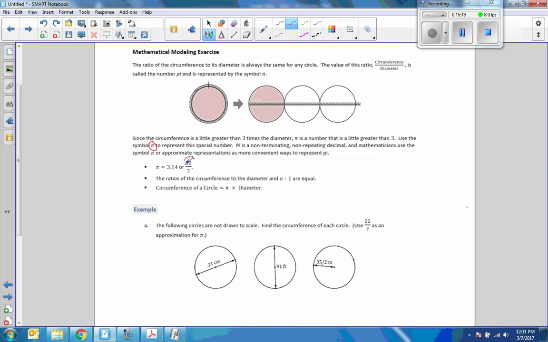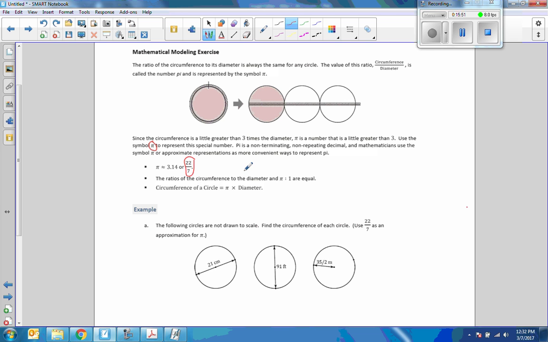Now, I really don't like using this as an approximation, simply because pi is an irrational number, and 22 over 7 or 3.14 rounded is rational. So if they're looking for an exact value, you always use the pi symbol. If you're looking for an approximation, you do round. But I generally don't like to use 22 over 7, so I prefer the decimal.